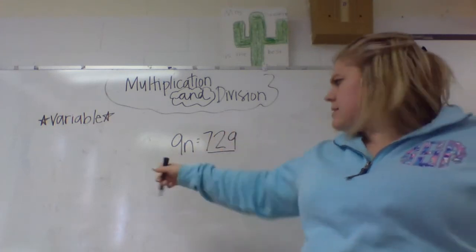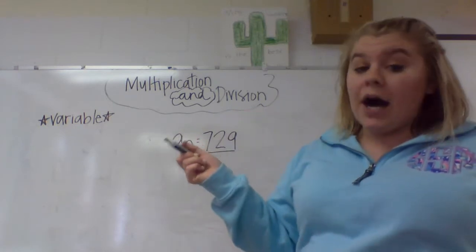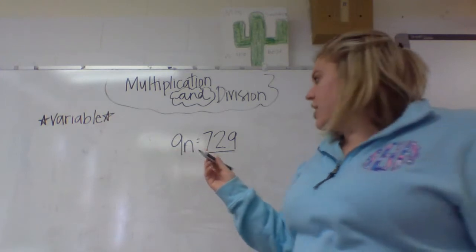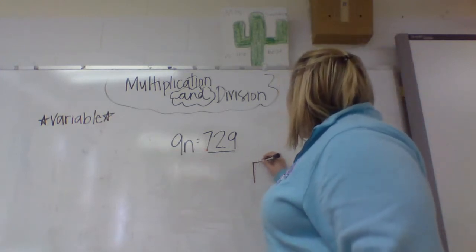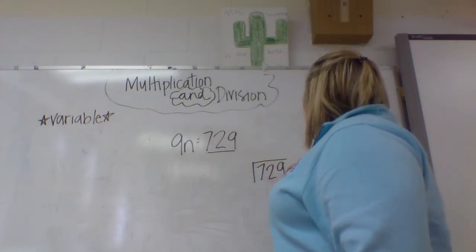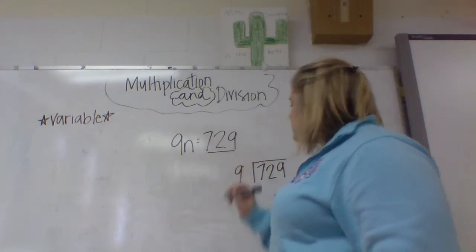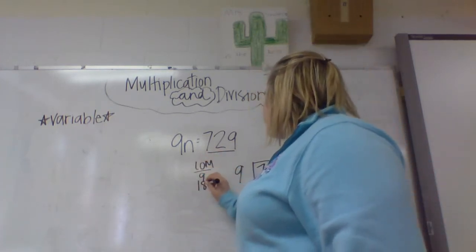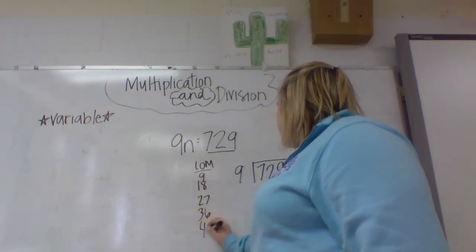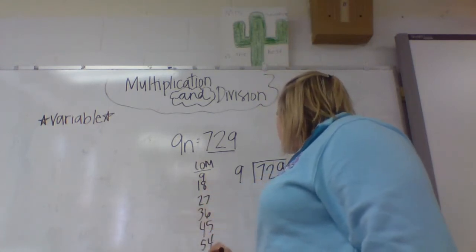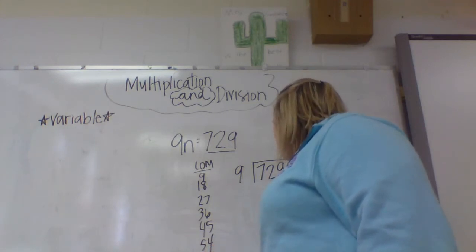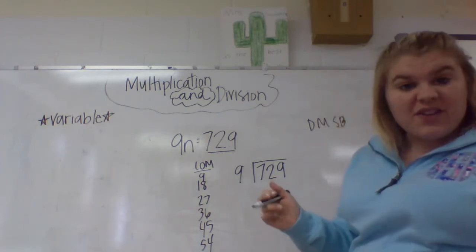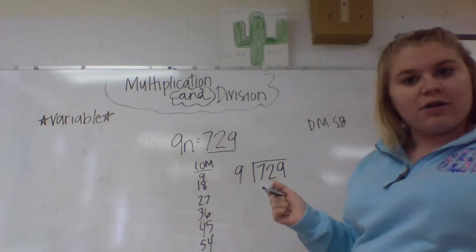So I know that this is multiplication. Now I want to think, what's the opposite of multiplication? The opposite of multiplication is division. So I should be able to figure out what n is by dividing 729 divided by 9. So let's do that. We're going to list our multiples: 9, 18, 27, 36, 45, 54, 63, 72, 81. Then I divide, multiply, subtract, and bring it down. If you do the box method of division, you're going to get the same answer. I'm just going to show the standard algorithm.